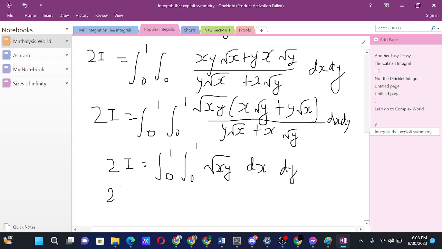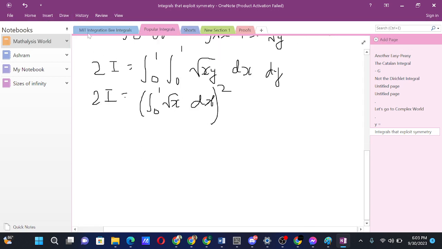Now we can separate them. Integral from 0 to 1 root x dx, and the other is also integral from 0 to 1 root y dy, so that's just the same. The variables are just dummy variables, so you can square this one. Now 2I is equal to x to the power 3 by 2 divided by 3 by 2, from 0 to 1, squared.